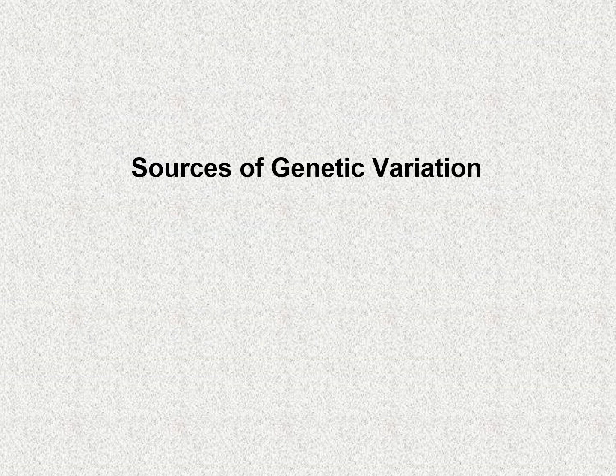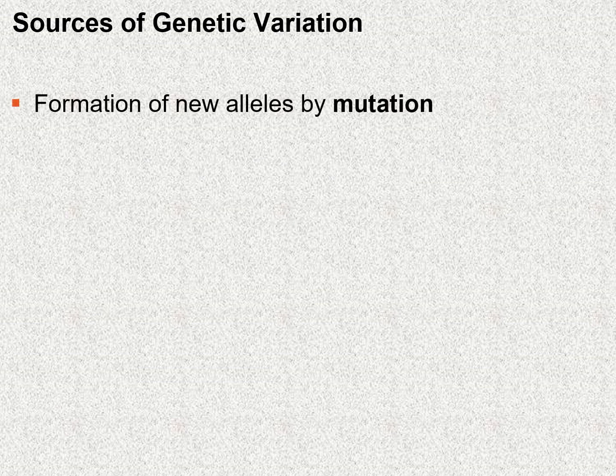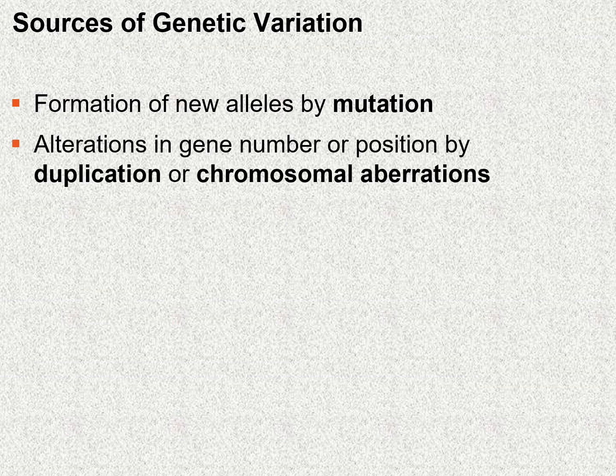Now, let's talk about some sources of genetic variation. There are several sources of genetic variation. How does this actually occur? So new alleles can be formed by mutation. Mutation really is the ultimate source of evolution. Alterations in gene number or the position of the gene can be caused by duplication events, or chromosomal aberrations like translocations or inversions.